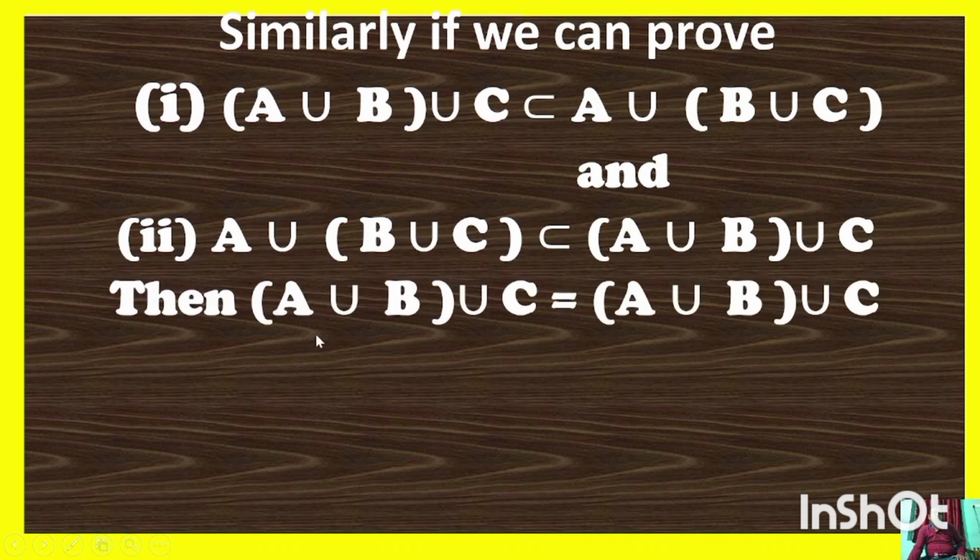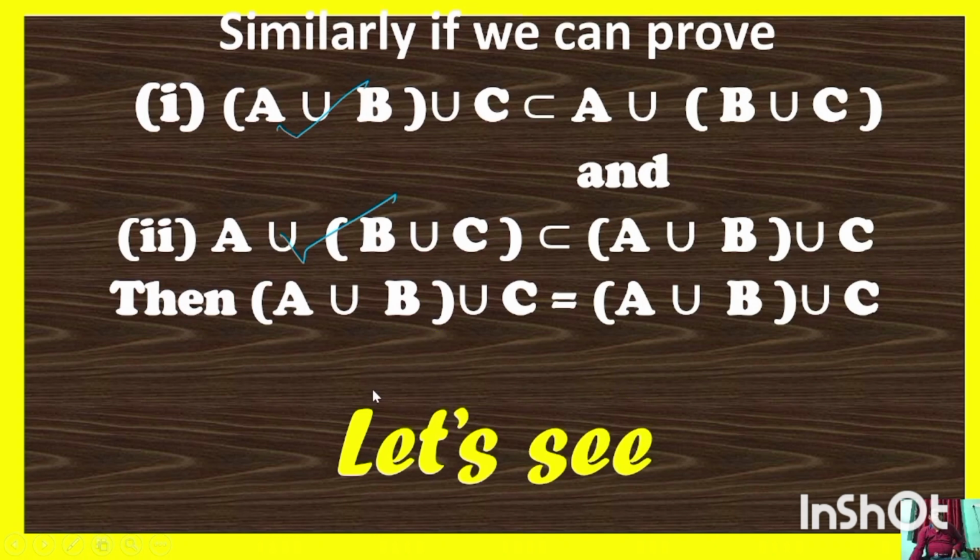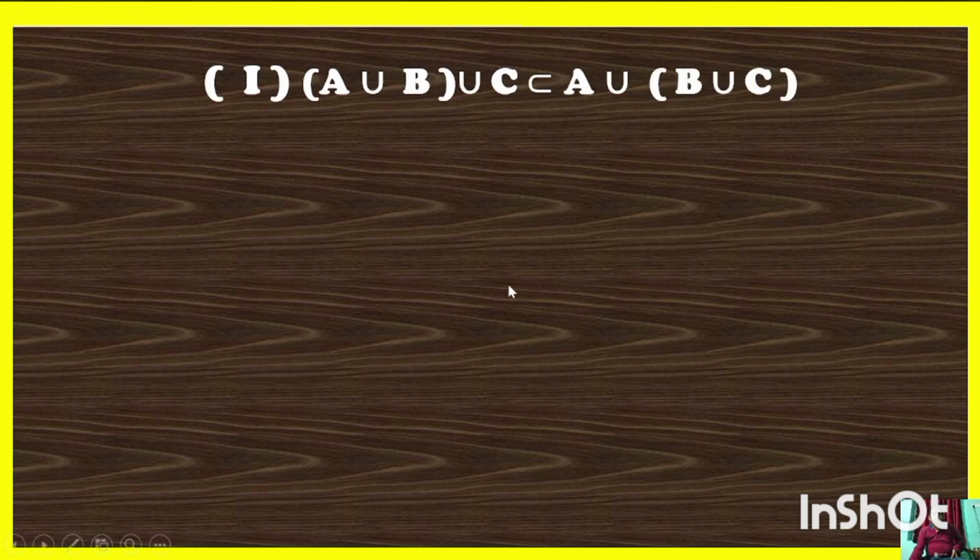then you can prove (A union B) union C is equal to A union (B union C). It means using the property method, these two conditions we have to verify. If these two conditions are verified, then we can prove the associative law, the associative property of set union, right? So let's see how. First point, we have to prove (A union B) union C is a subset of A union (B union C). Let X belong to (A union B) union C, right?